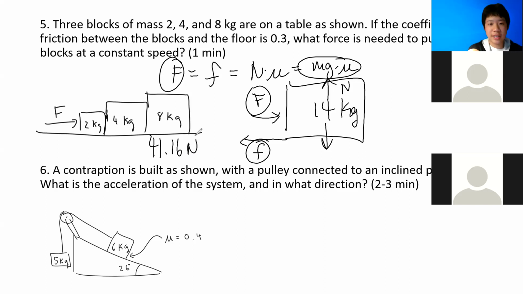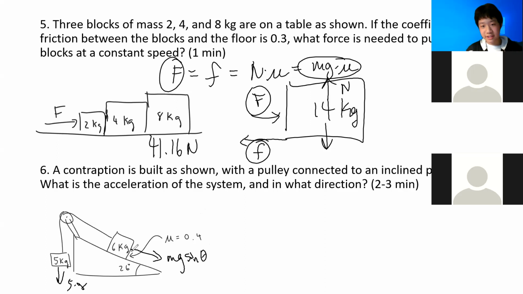All right, and now for the last one, this problem is a combination of pulleys and inclines. So if we analyze the situation here, this 5 kilogram box is just like a normal pulley. It's just being pulled downward at 5g. But on the 6 kilogram box, we're going to have the parallel downward force of mg sine theta. Okay, and then we have frictional force.